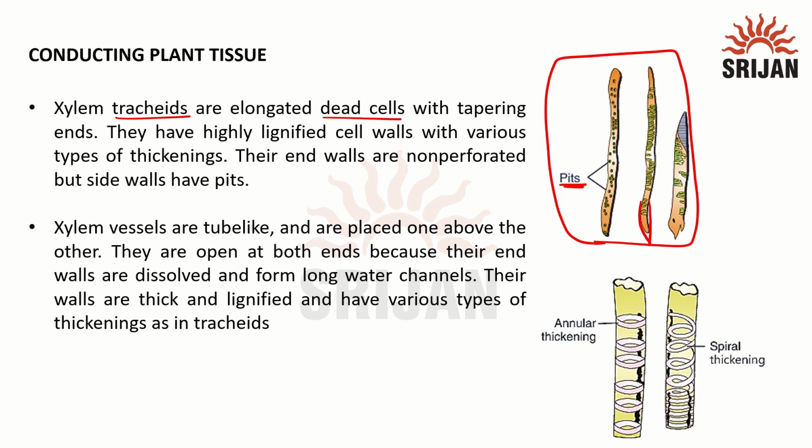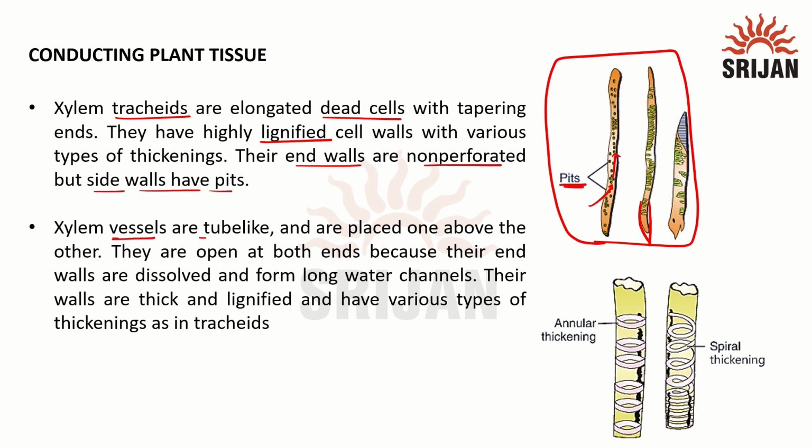The cell wall is made up of lignin. Because of lignin deposition, there will be very less space available for the lumen. So lumen is very narrow. So end walls are non-perforated but side walls have pits. So through these pits water gets conducted.